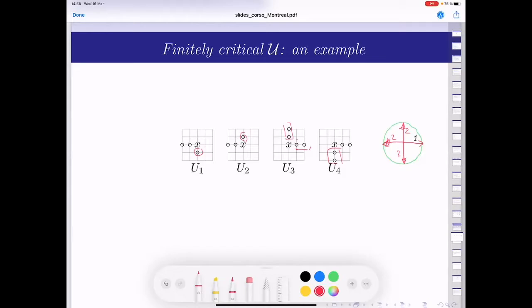Okay, so this model is a little bit asymmetric, and it belongs to the class of what I call finitely critical models, for which I claim that the scaling is the same, with the same critical exponent, as for the bootstrap dynamics. So what happens for this model?